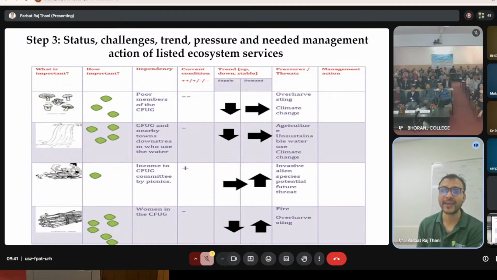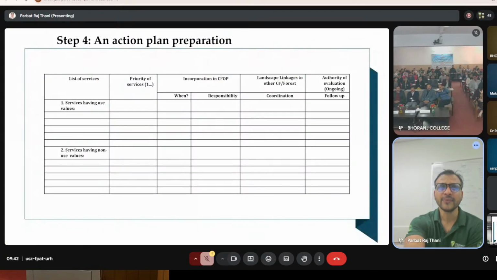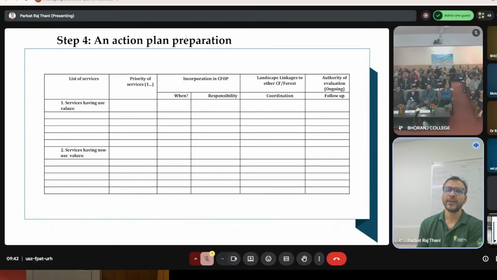They really gave us lots of information about all these things, even the management system. And then after identifying those management practices, we prepared an action plan on how those management plans can be incorporated into the community forest.